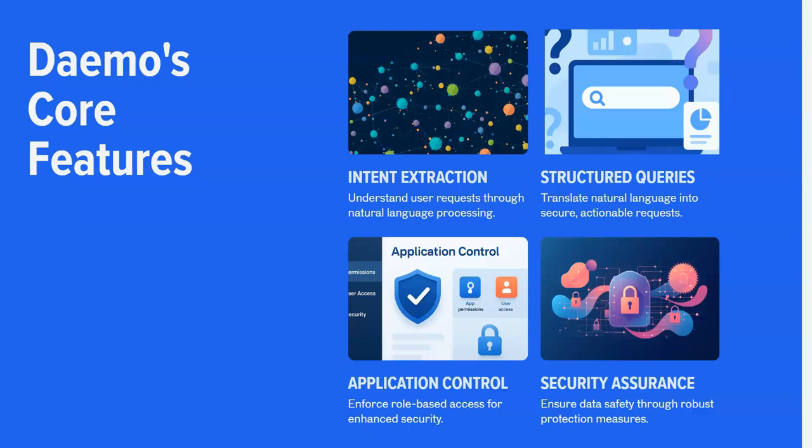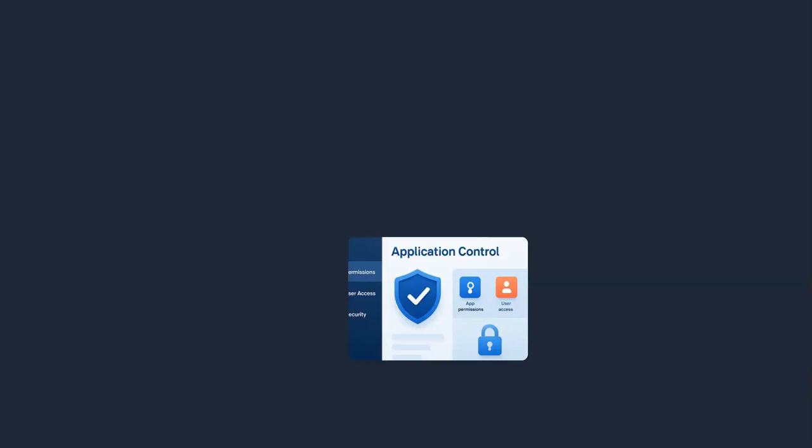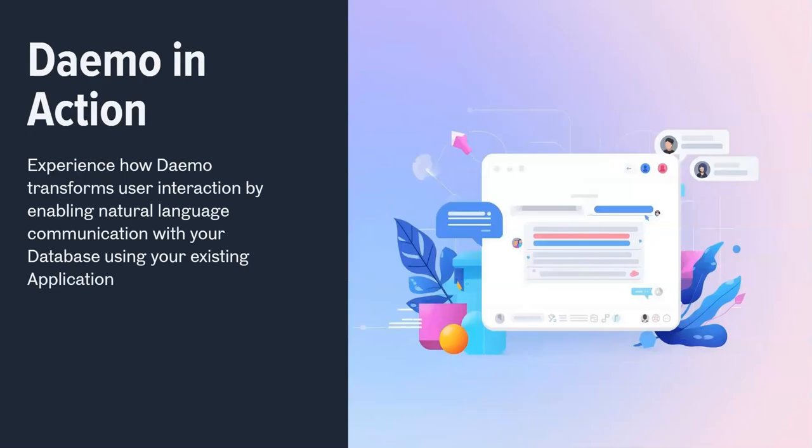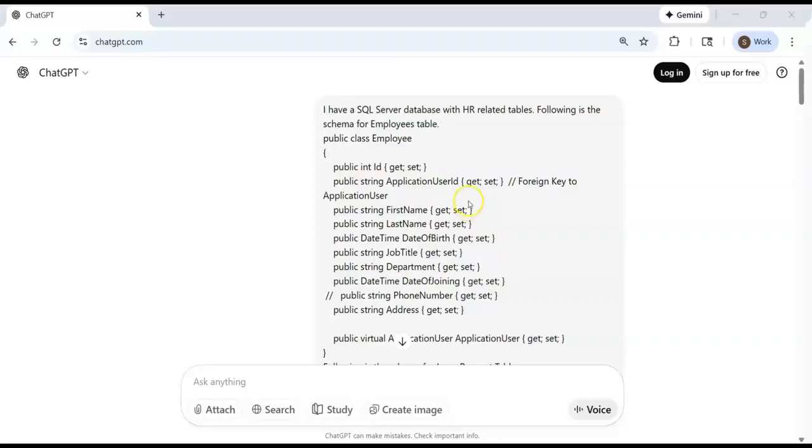In this video, we'll walk through a chat-driven interface inside a Blazor Server application where users query a SQL Server database using natural language, powered by Daemo for intent extraction and secured by ASP.NET Identity and role-based authorization. Let's start by giving a prompt to ChatGPT.